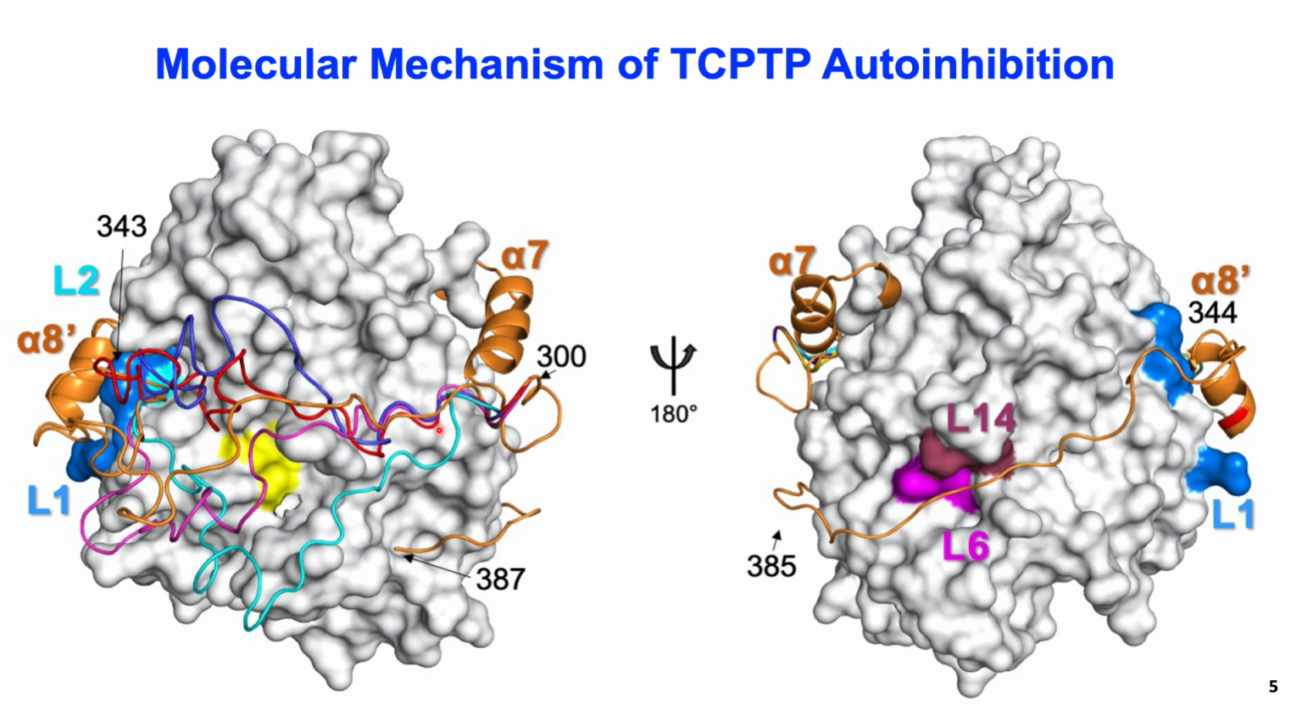Based on our data, we have developed a model to explain the molecular mechanism of TCPTP autoinhibition. Our model shows that the C-terminal tail of TCPTP is flexible in nature and moves around the active site just like the windshield wiper of a car and prevents the access of substrate. As a result, the enzymatic activity of this protein gets auto-inhibited.